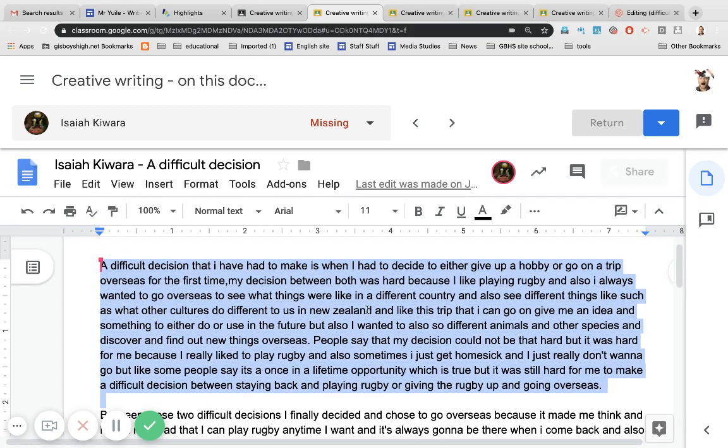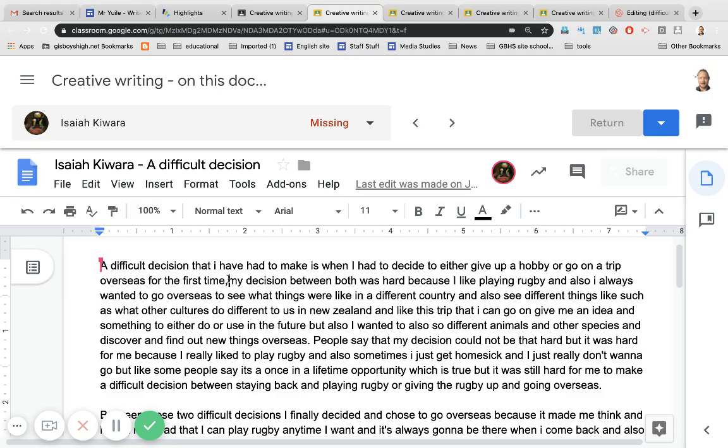It's way too long for a legitimate sort of sentence. So what you're going to have to do there is look for breakpoints, natural breakpoints. You're going to have to look for conjunctions, joining words, or commas where you pause. So if we look through here: a difficult decision I had to make is to decide to give up a hobby or go on a trip overseas for the first time. Then you've got a comma because it's a natural break. Okay, so that's a sentence there.